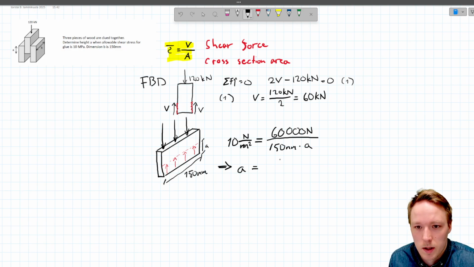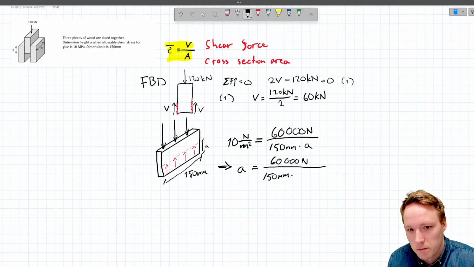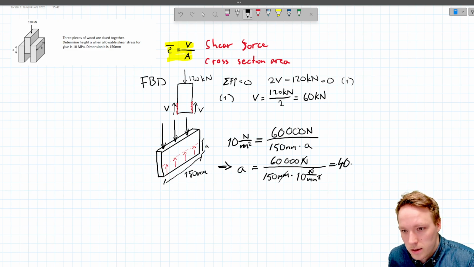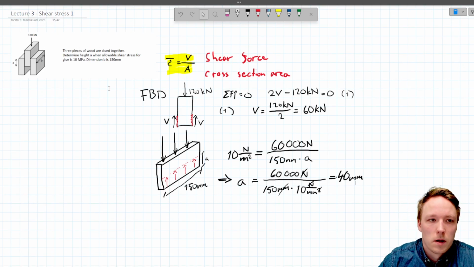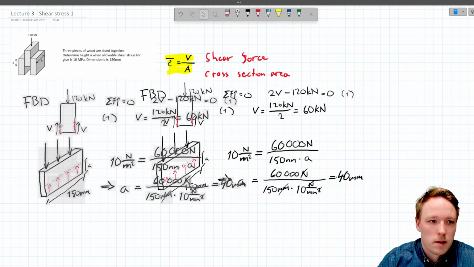A equals 60,000 newtons divided by 150 millimeters multiplied by 10 newtons per millimeter squared. One of the millimeters cancels away, newtons cancel away, and we are left with the value for A, which will be 40 millimeters. So that was a basic example of how to calculate shear in this kind of case. Okay. That's it.